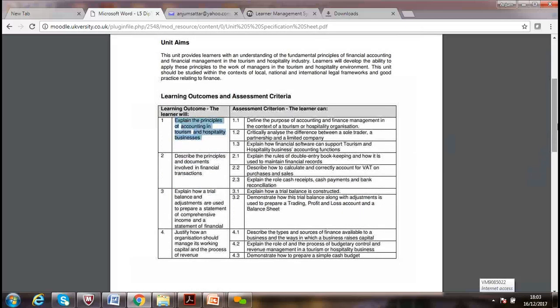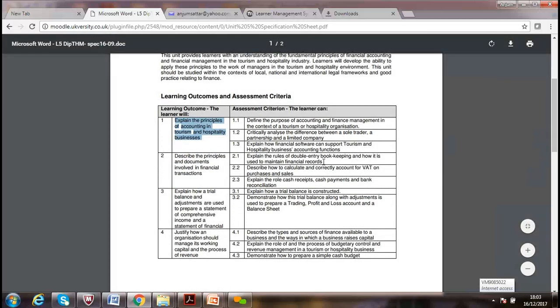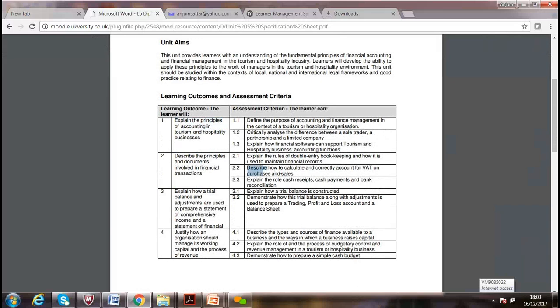Then in the next lesson we'll discuss double entry bookkeeping. I'll explain a bit today, but the proper discussion will come later. We'll discuss how we can calculate VAT, value added tax, on sales and purchases. And we'll go through the cash budget during our next lesson.